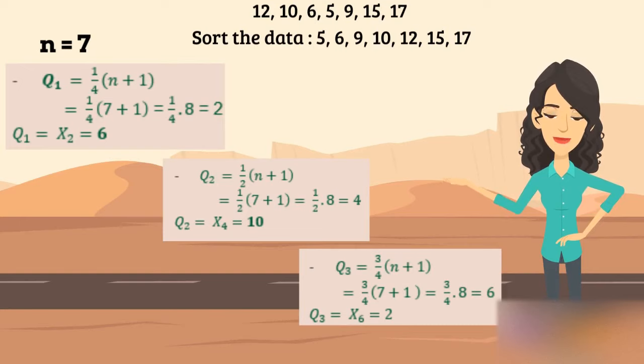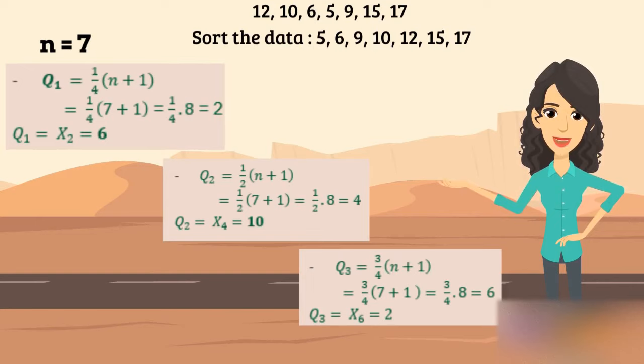Next Q2. Q2 equals 1 per 2 times parenthesis n plus 1 equals 1 per 2 times parenthesis 7 plus 1 equals 1 per 2 times 8 equals 4. So Q2 equals X4 equals 10. Artinya letak Q2 berada pada data keempat yaitu 10.